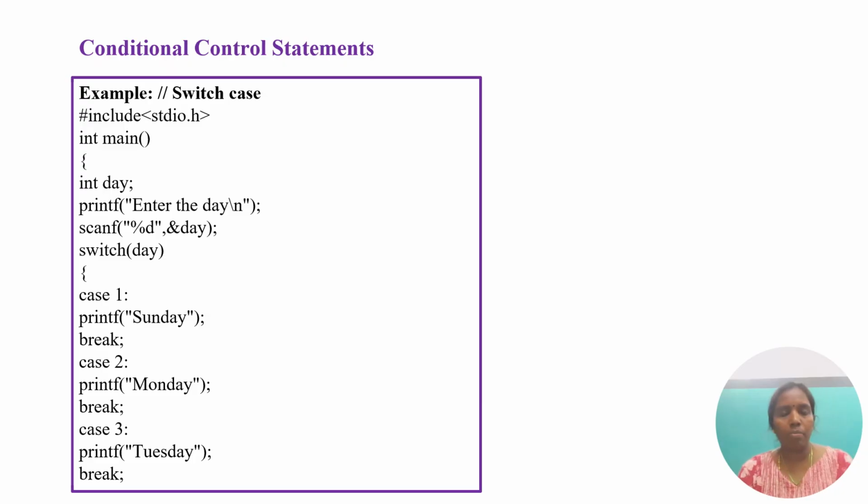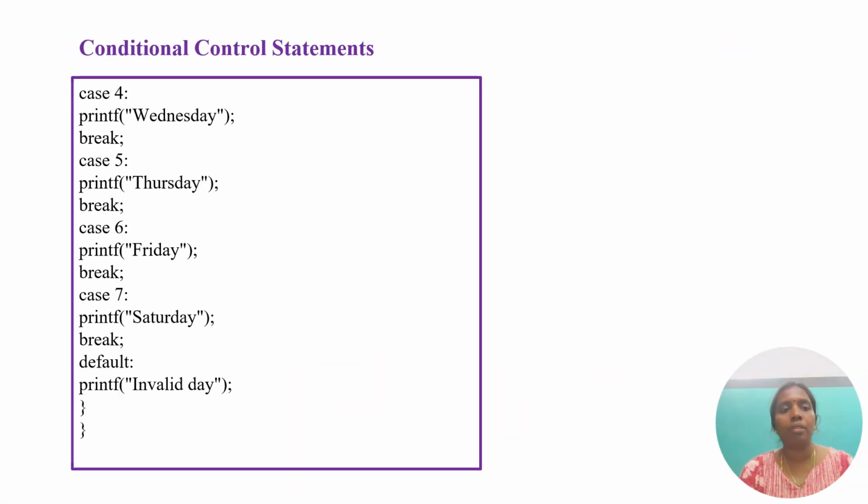This is one small code snippet showing an example of a switch case. In this case, integer day. Enter the day. We have to give the days 1, 2, 3, 4, 5, 6, or 7. This is a simple program to show the days in a week. If it is day 1, Sunday; day 2, Monday; day 3, Tuesday; day 4, Wednesday; day 5, Thursday; day 6, Friday; day 7, Saturday.